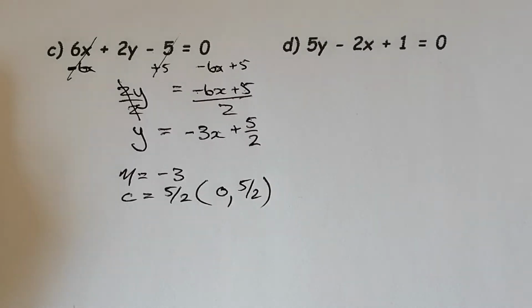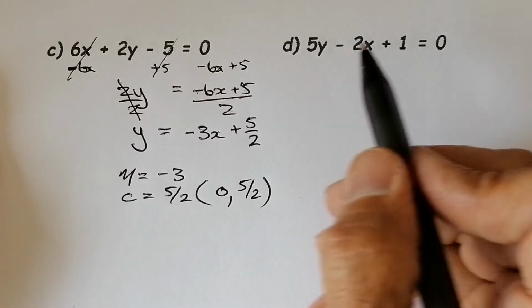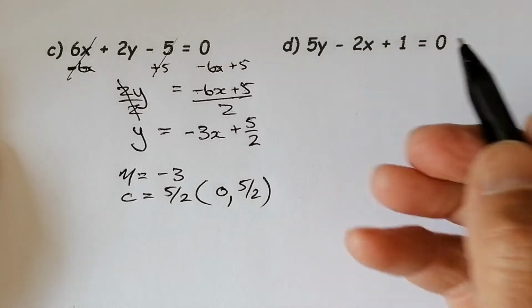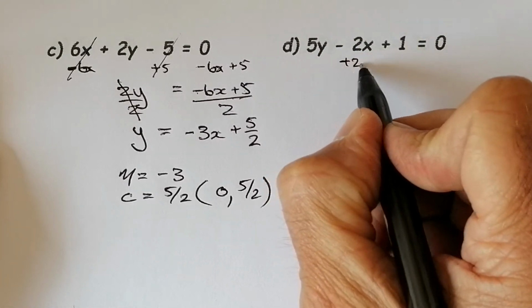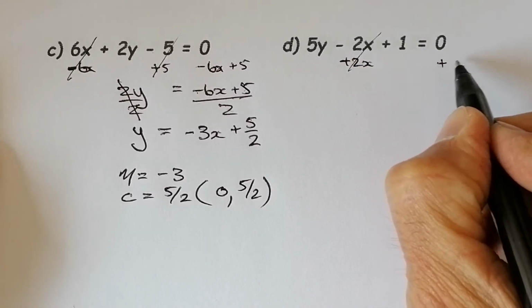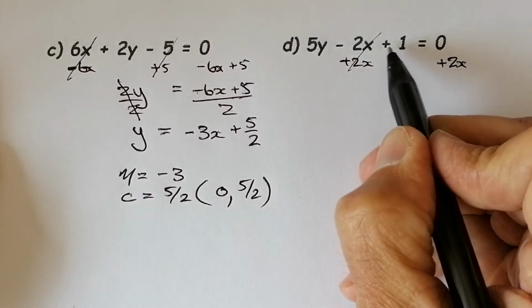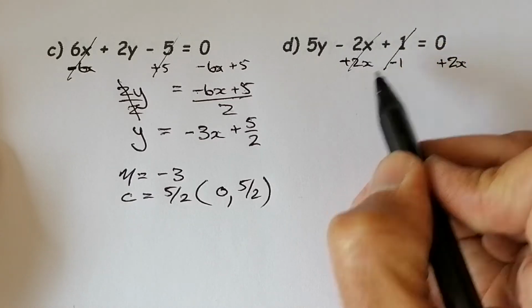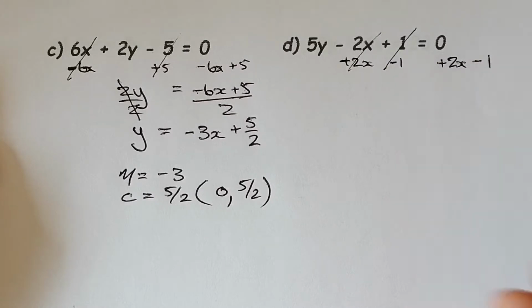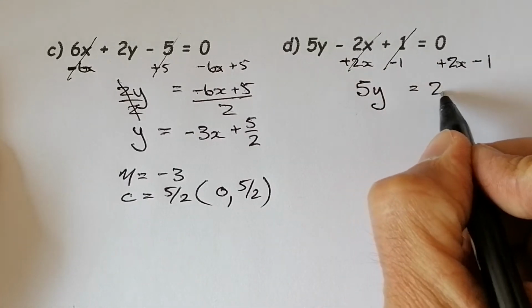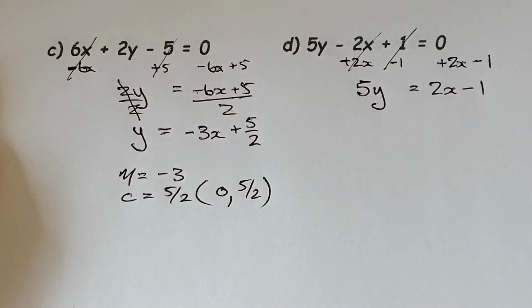Right, so on to D. Let's see what we've got here. So I've got 5y there, I've got a minus 2x, I don't want that there, so I'll add 2x on, and that'll eliminate that. I'll do the same to the right-hand side of the equal sign. I've got a plus 1 there, so I don't want a plus 1 at that side, so I'm going to subtract that. They cancel out, and I'll subtract 1 from that side. Okay, so that leaves me with 5y is equal to 2x minus 1.